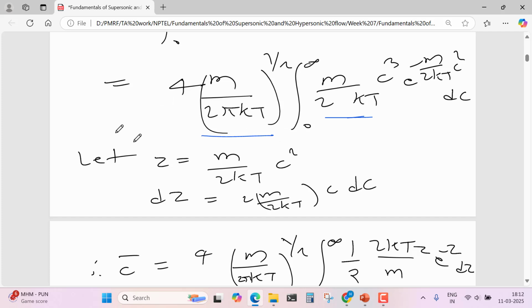Now let's assume z equal to m upon 2kT c square, the term in the power of e. So dz will become 2m upon 2kT c dc. Here you can also see that m upon 2kT c dc will be equal to dz upon 2.